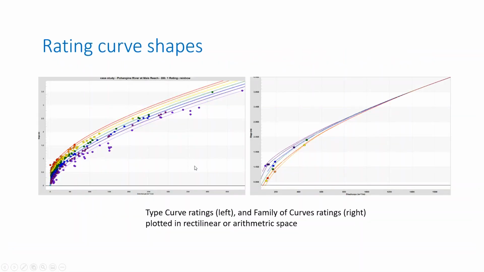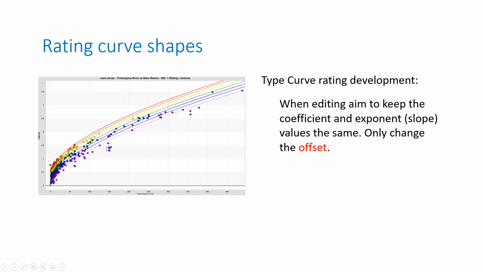A couple of different types of classic ratings that we tend to see: the type curves on the left and the family curves on the right, plotted in arithmetic space. Type curves just follow each other up and down. They might get a little closer, but they never merge. So when editing this, we aim to keep the coefficient and exponent, the slope values, the same. The only change is the offset, as it scales down or builds up. So only the offset is changing with type curves.